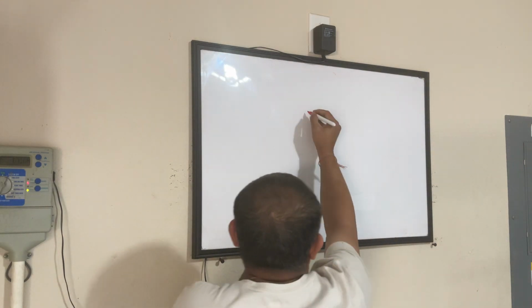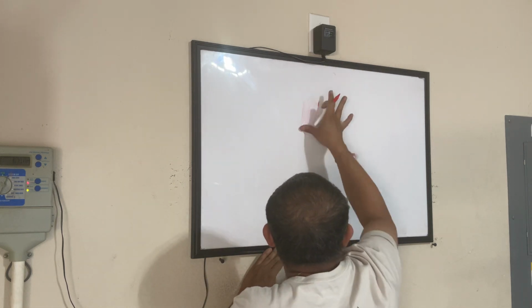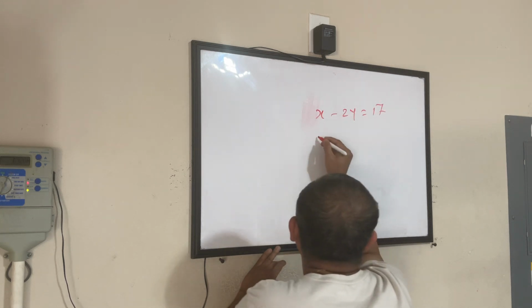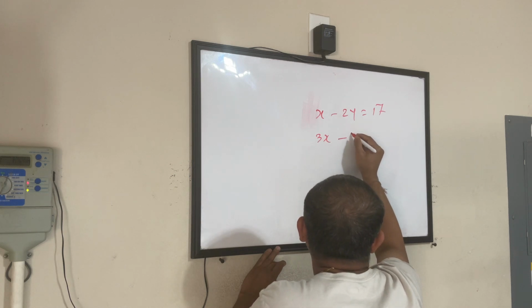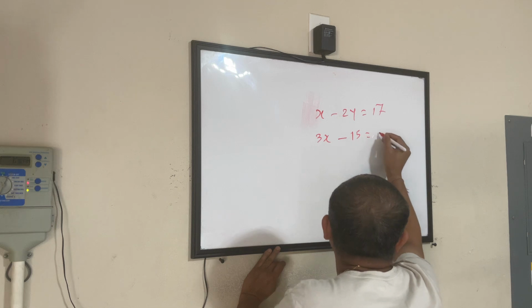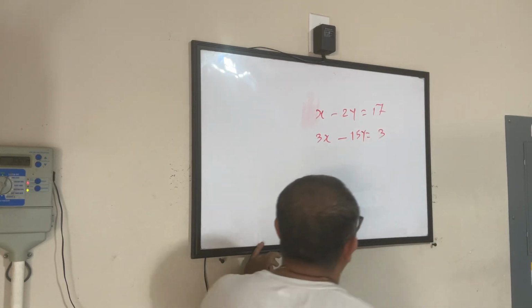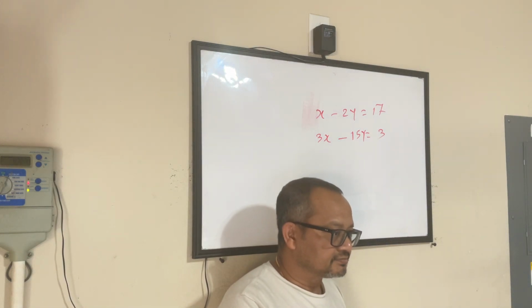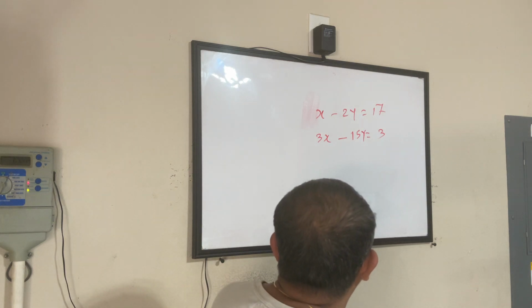Okay. Let's say I have two equations. x minus 2y equal to 17 and 3x minus 15y equal to 3. Okay? I have two equations. I want to solve them. So, how do I go about solving it?